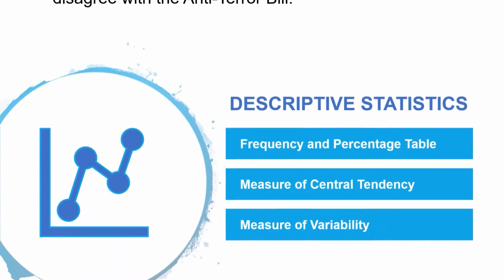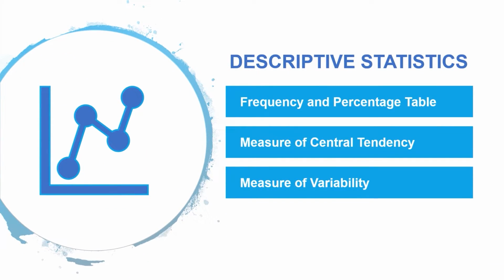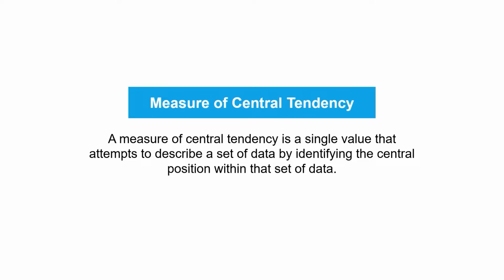The next is measure of central tendency. A measure of central tendency is a single value that attempts to describe a set of data by identifying the central position within that set of data. As such, measures of central tendency are sometimes called measure of central location. They are also classed as summary statistics.